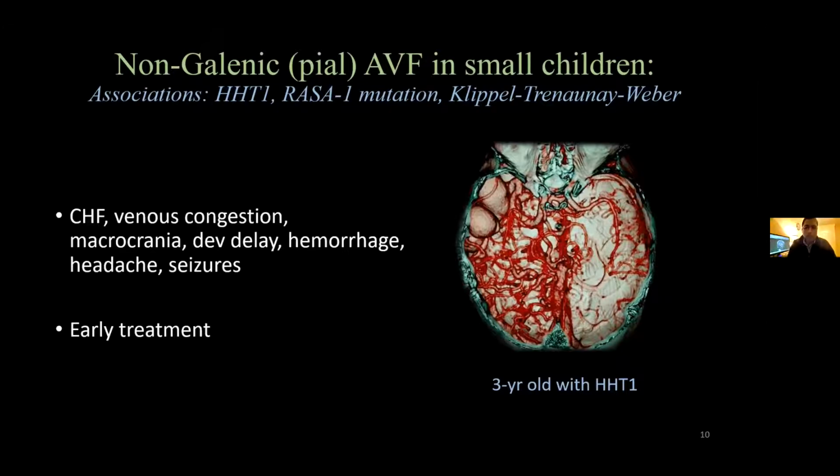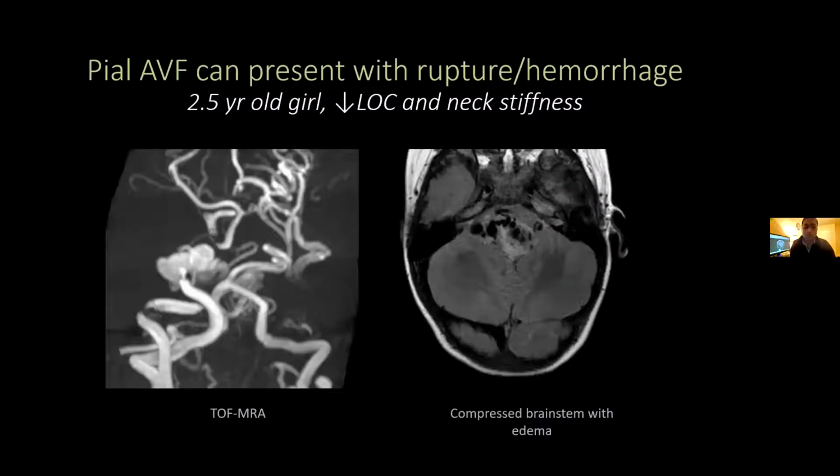And it's very common to see these kinds of venous ectasias in these conditions with PLAV fistulae. So here's a 3-year-old who has HHT. And when you see this picture with these venous varicose veins and enlarged arteries feeding into them, you should start thinking about these conditions like HHT and RASA1 mutations. And as I said, these need to be treated early, not just for hemorrhage, but also because they tend to do poorly in the short term as well as in the long term.